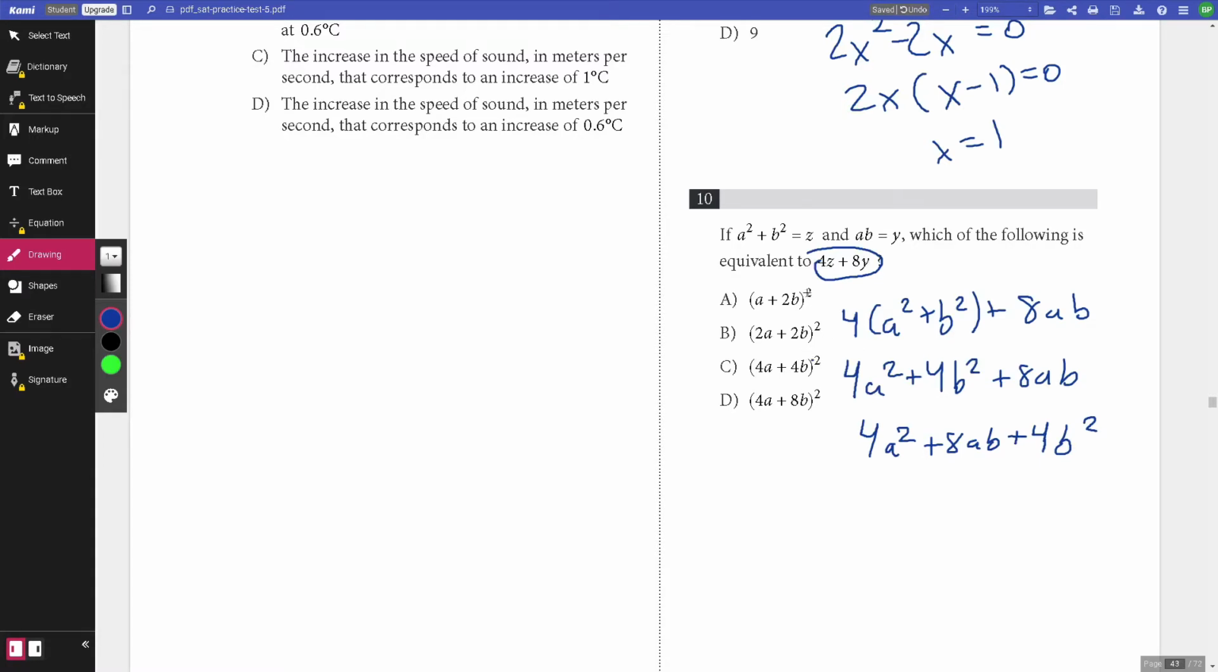Let's look at number 1, or A. A squared is a squared, and that's not matching, so that's wrong. 2a, and then the entire thing squared is 4a squared, so that looks right. 4 squared is 16, that's not right. And again, the same thing applies, 4 squared is 16, that's not right. The answer is B.